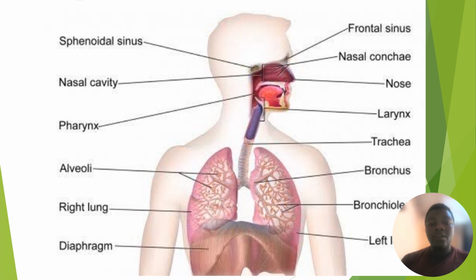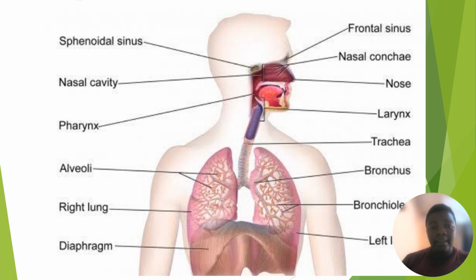This is the structure of the human respiratory system. We have the frontal sinus, nasal concha, the nose, larynx, trachea, bronchus, bronchiole, left lung. This is the left lung. The entire organ here is the left lung. This dome-shaped structure is the diaphragm. We have the right lung. We have the alveoli. The alveoli is located in the bronchioles.